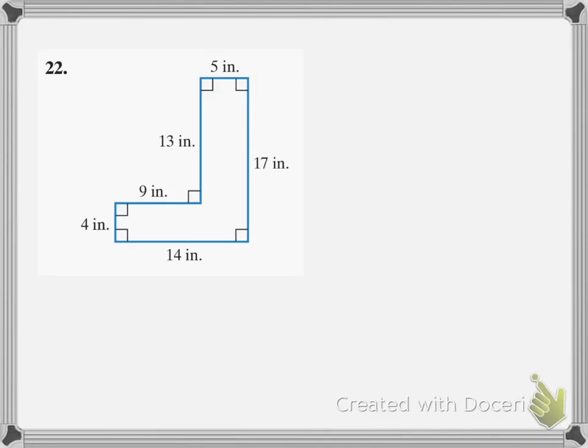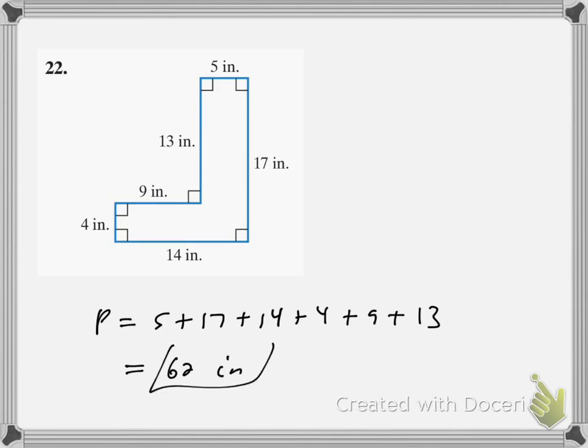Okay, the directions would say find the perimeter. This is super duper easy. Just add up all those numbers. 5 plus 17 plus 14 plus 4 plus 9 plus 13. So this equals 62, and it's inches, so use the units for perimeter in this one because it's inches. Okay, these are really pretty easy problems.